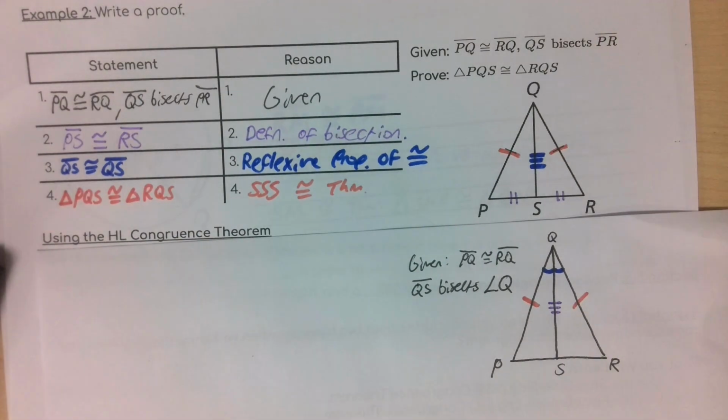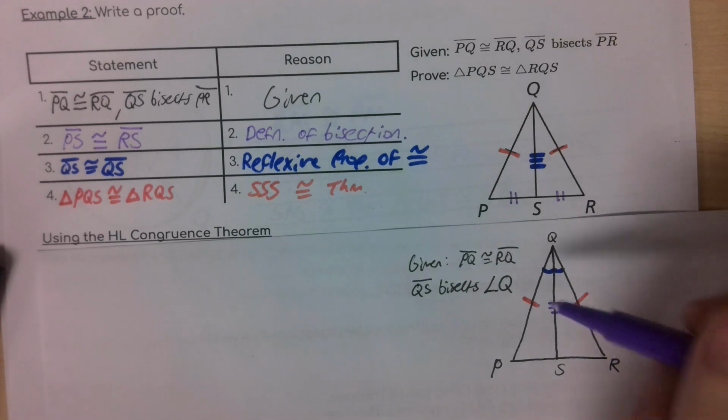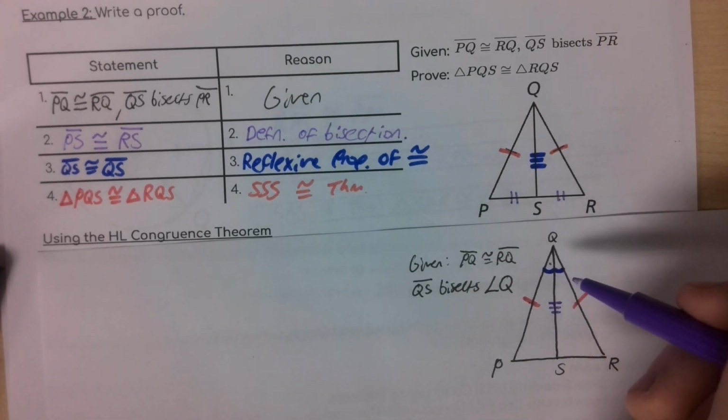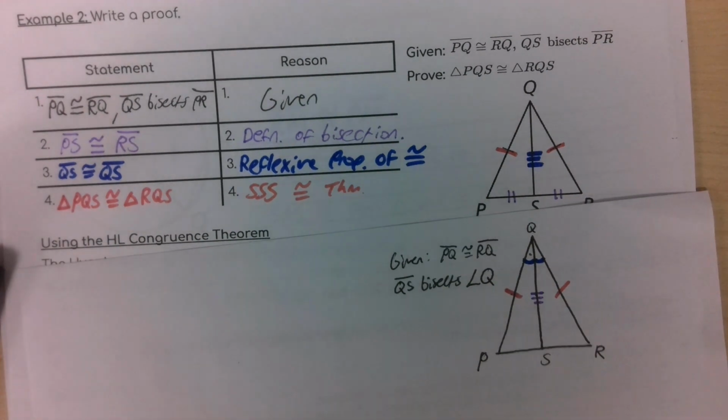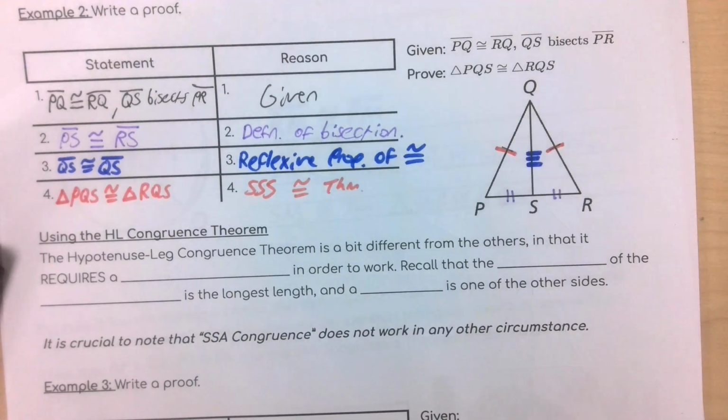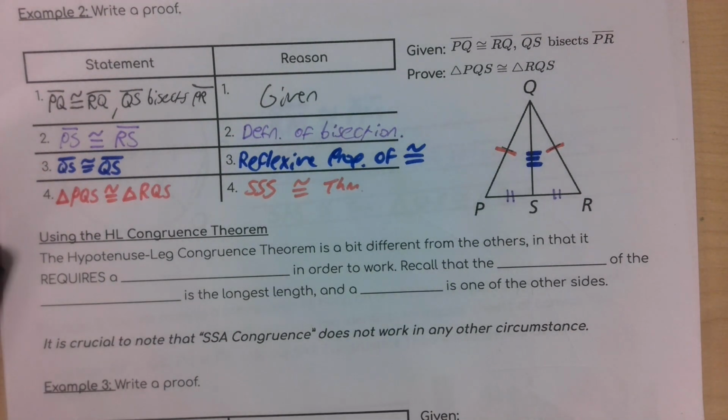All of a sudden, we're not dealing with side-side-side congruence. We're dealing with side-angle-side, just like in 5.3. So keep your eyes open. You might be able to prove two triangles are congruent in different ways. Keep in mind the information that you're given. All right.